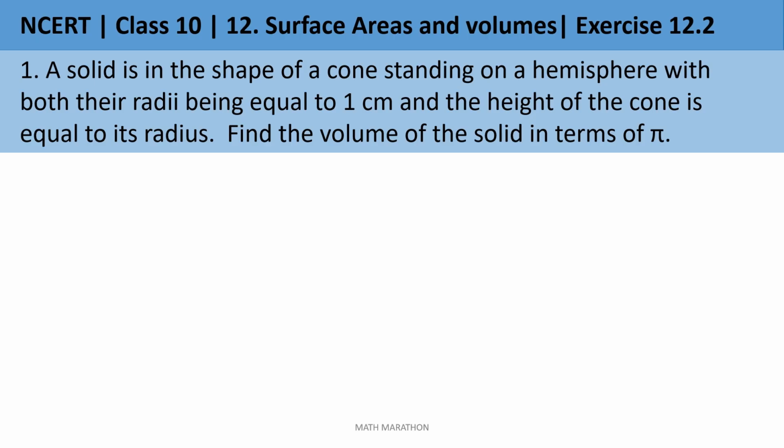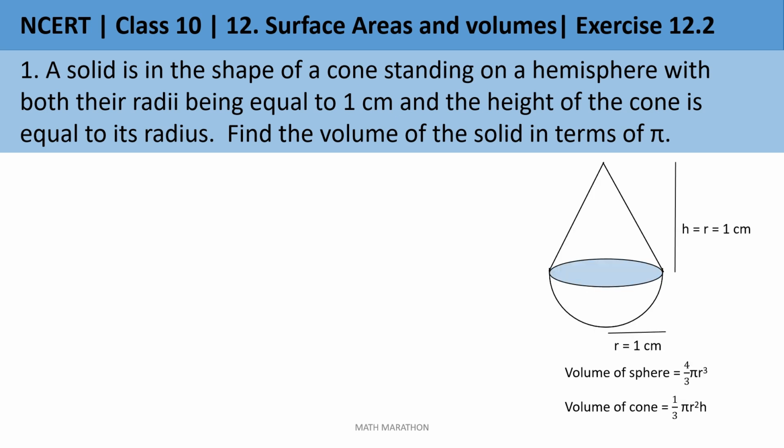A solid is in the shape of a cone, standing on a hemisphere, with both their radii being equal to 1 centimeter and the height of the cone is equal to its radius. Find the volume of the solid in terms of pi. I have drawn a diagram. Cone is standing on a hemisphere. We have the following information. Consider hemisphere, the radius r is 1 centimeter. Consider cone, the radius r is 1 centimeter and height h is 1 centimeter.